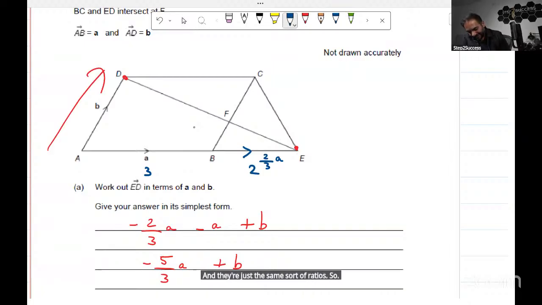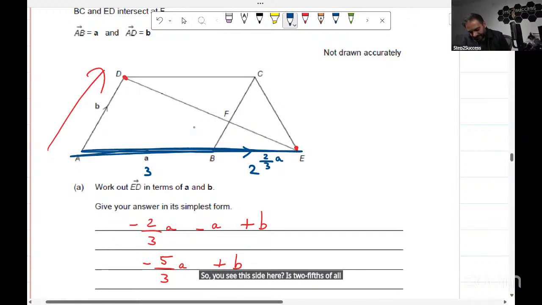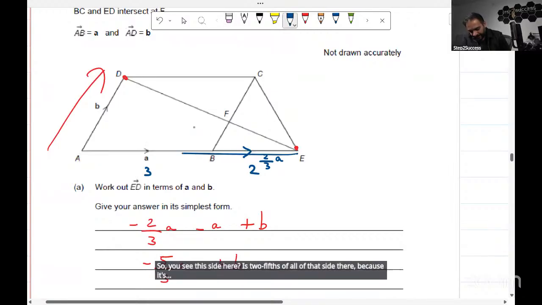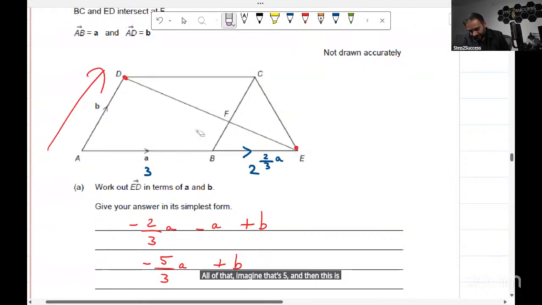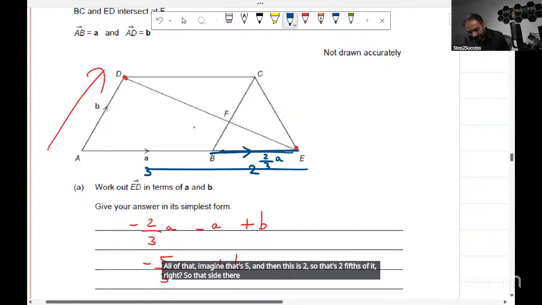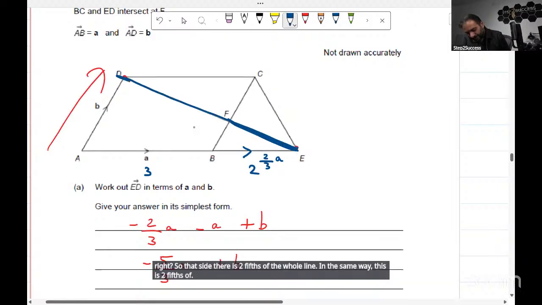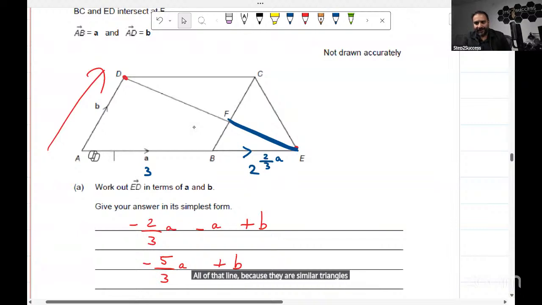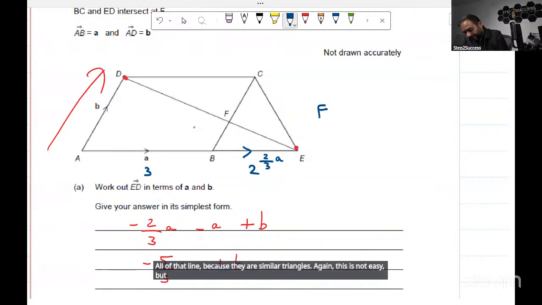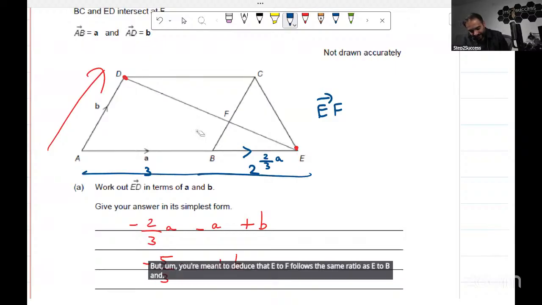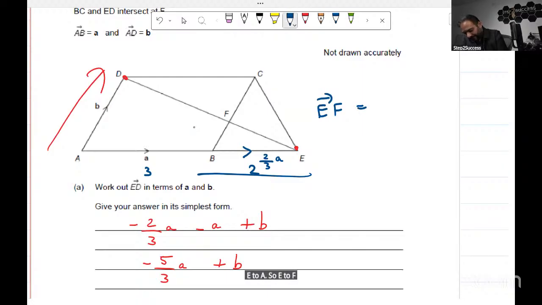So you see this side here is 2/5 of all of that side there, because imagine that's 5, and then this is 2. So that side there is 2/5 of the whole line. In the same way, this is 2/5 of all of that line because they are similar triangles. Again, this is not easy, but you're meant to deduce that E to F follows the same ratio as E to B and E to A. So E to F is actually 2/5 of E to D.